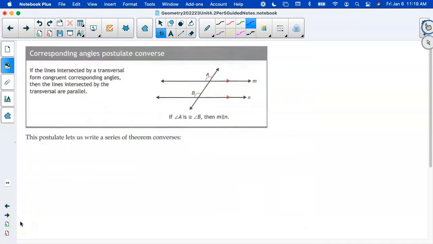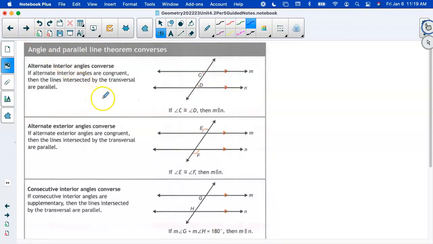Now, with what we just did come the theorems, or postulates. If the lines intersected by a transversal form congruent corresponding angles, then the lines are parallel. And if you remember before, we learned if the lines are parallel, corresponding angles are equal. This one says if corresponding angles are equal, then the lines are parallel. Here, if alternate interior angles are congruent, then the lines are parallel. Before we did if the lines are parallel, alternate interiors are congruent. So we're doing kind of the opposite right now.